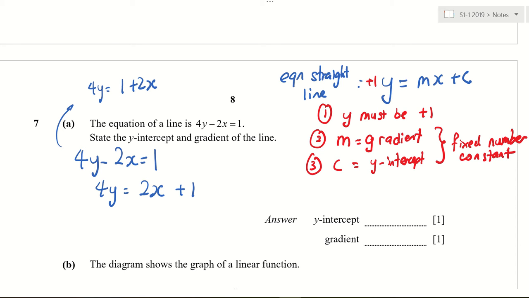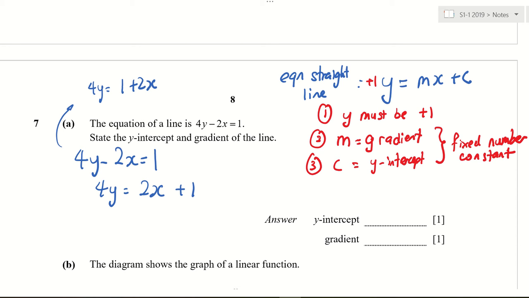2x plus 1. mx plus c. Which number is in front of x? 2. So is my gradient 2? How many of you think that gradient is 2? The answer is no, because the y must be positive 1. Can it be positive 4? Cannot. So you must divide the whole thing by what? Divide by 4 on both sides.